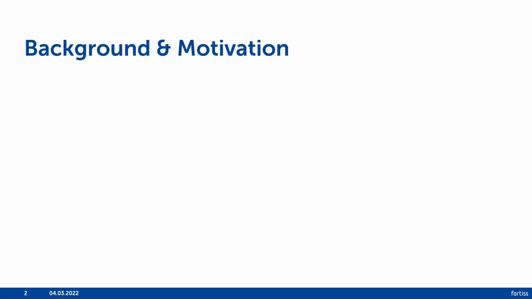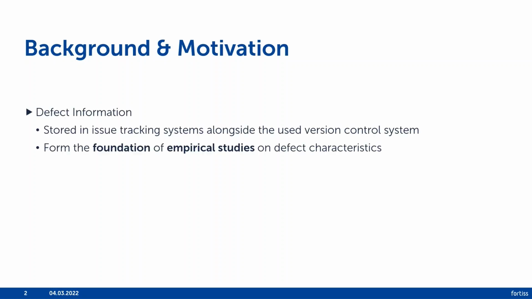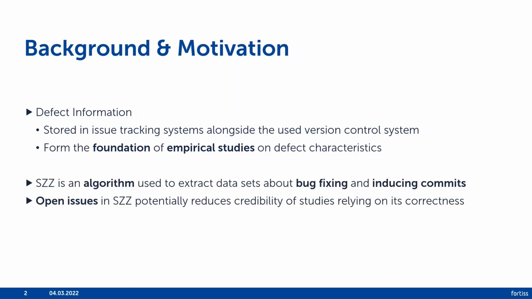Information about defects or bugs in software repositories are an important asset to empirical software engineering research. The information is normally stored in issue tracking systems alongside the version control system, and these bugs form the foundation of many empirical studies. For example, they are used as training data for classification tasks such as defect prediction.